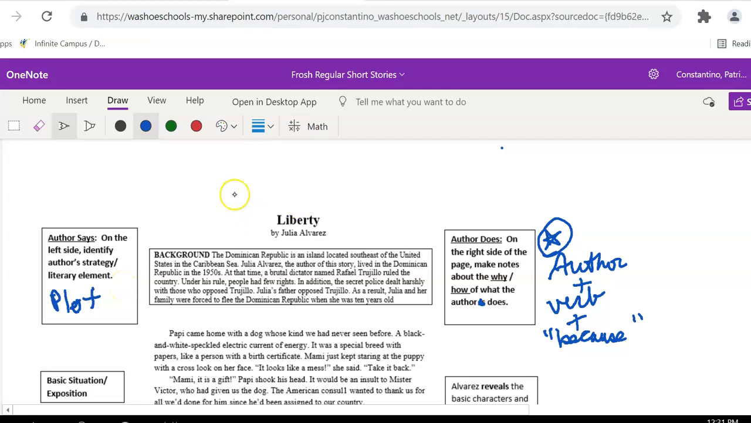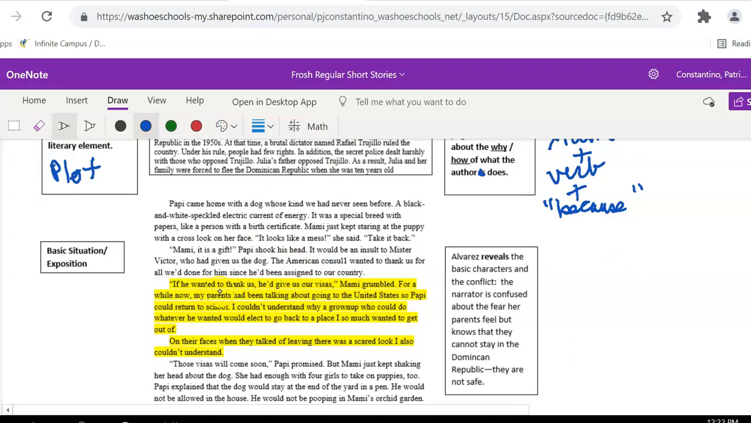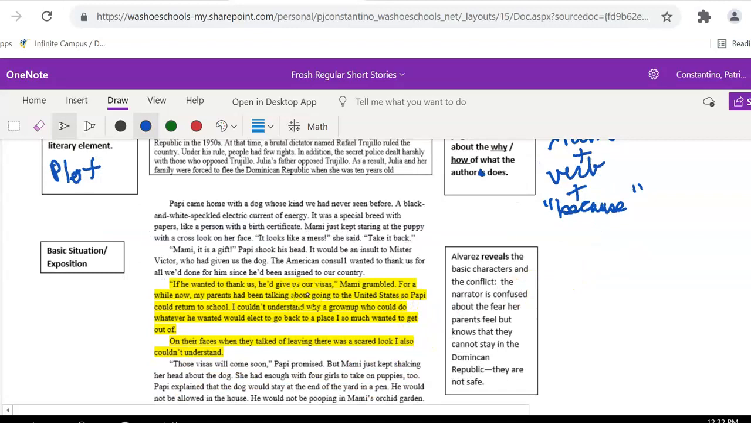Okay. So what we did for you is we've highlighted where we found plot elements on the left, and then we've labeled them. And then on the right, I show you the annotation of thinking. So I just want you to notice that all my annotations have the author plus verb plus because. So in this first section, this is about they're hoping that they get to leave and they get visas. And Mammy says that she really wishes that they had their visas instead of the dog. And it says, "On their faces when they talked of leaving, there was a scared look I also couldn't understand."